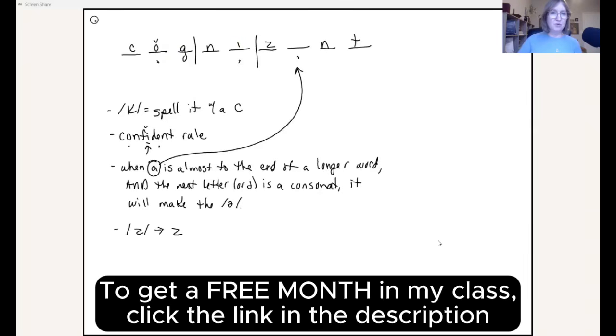I is the confident rule. When I is in the middle syllable, it gets to say I, regardless of if there are 2 consonants after it or not. So it's perfectly fine right there. The schwa sound can be spelled with an A when it's toward the end of a longer word and there is a consonant or 2 after it. Cognizant. Now, if you didn't spell it correctly, go ahead and spell it correctly in the Q&A now. While I get the next word ready.